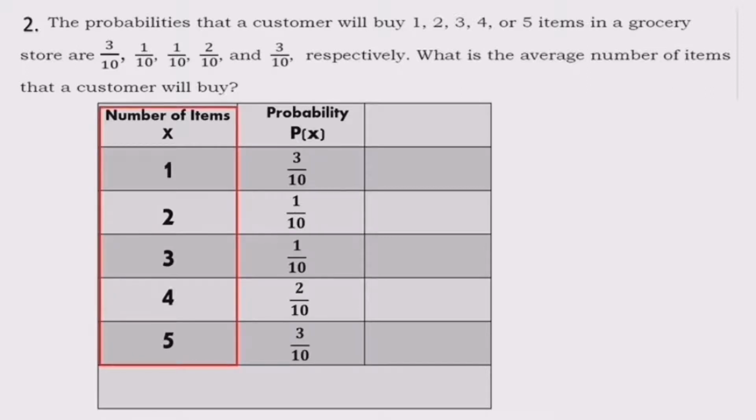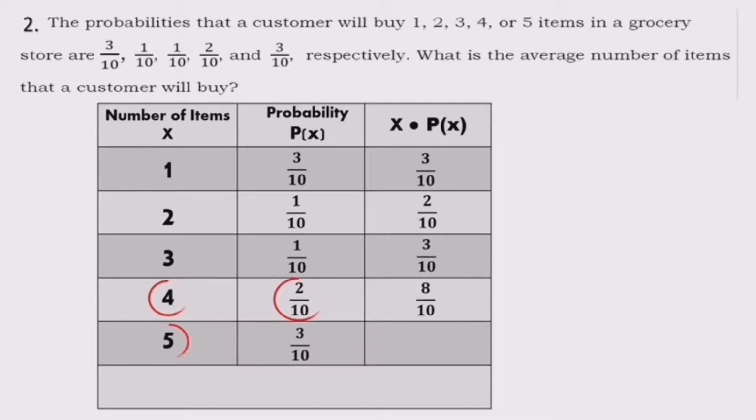So ang number of items nga 1, 2, 3, 4, 5 with its corresponding probability p of x, atong i-multiply para makakuha ta sa third column, which is x times p of x. So meaning, ang number of items atong i-multiply sa probability. So 1 times 3 over 10 equals 3 over 10. Then 2 times 1 over 10 equals 2 over 10. Then 3 times 1 over 10 is 3 over 10. Then 4 times 2 over 10 is 8 over 10. And 5 times 3 over 10 is 15 over 10. Then recall the formula.